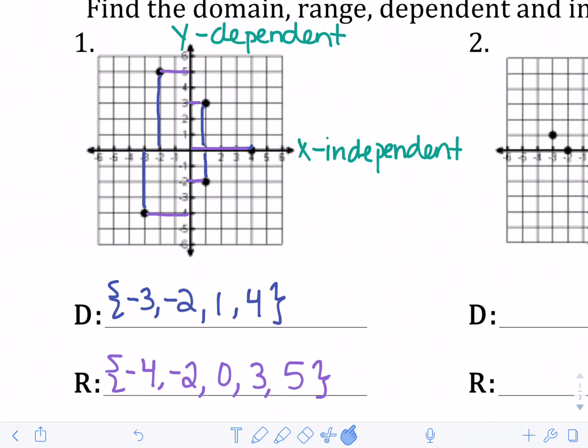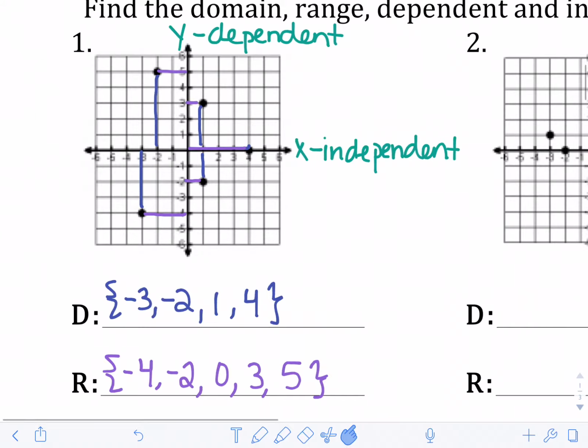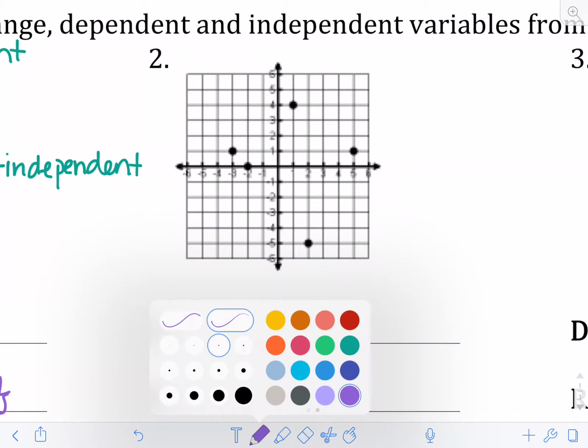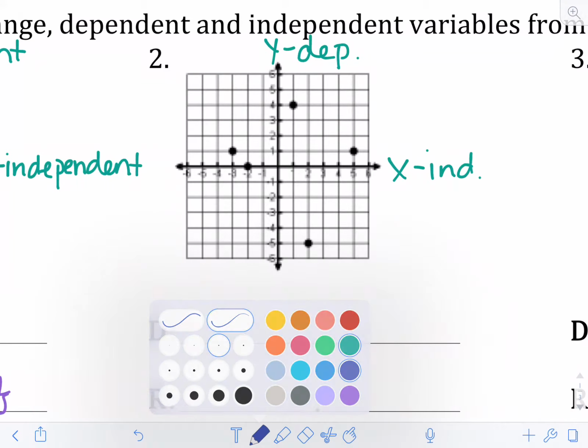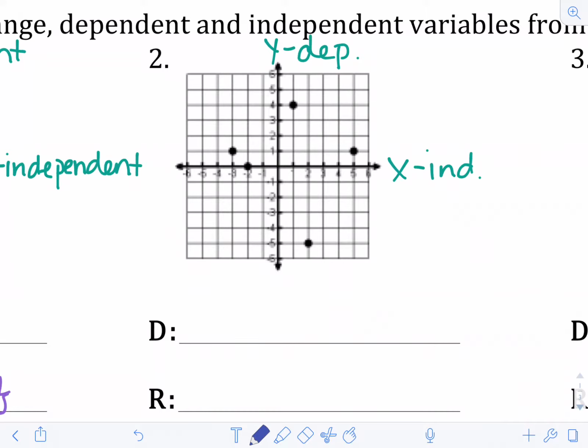Alright, so let's go ahead and look at number 2. Okay, same thing again. We're going to label our x and y axis. X is always independent. Y is always dependent. Okay, so first up, I'm going to do my domain. So I have here -3, and here I'm already on -2. Here's 1. There's 2 and 5. So I'm just going to write those numbers down: -3, -2, 1, 2, and 5.